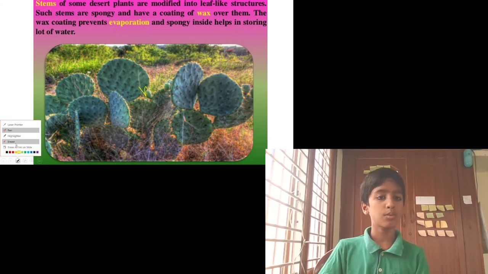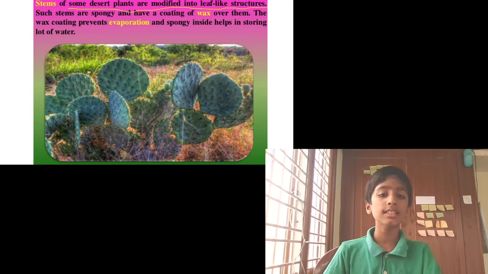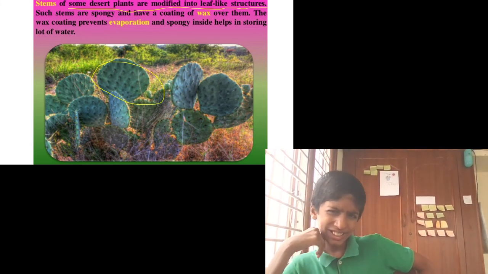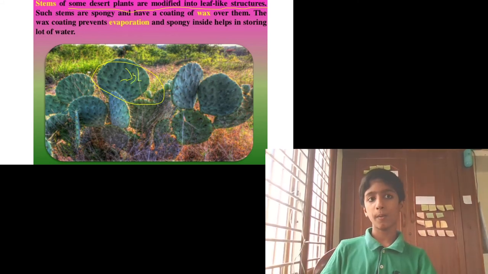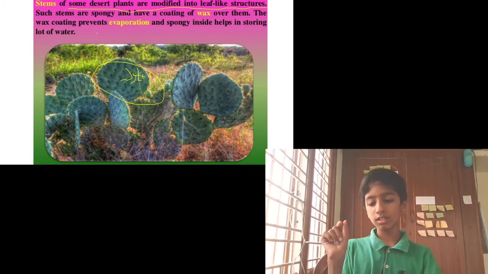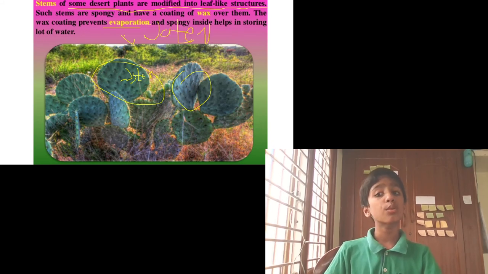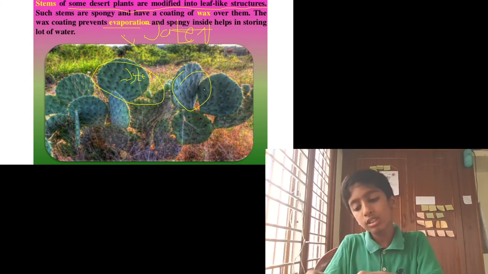Now let's move on. The stems of some desert plants are modified into leaf-like structures. You can see this leaf-like structure, right? This is not a leaf, this is the stem. Such stems are spongy and have a waxy coating to prevent evaporation, because water will be evaporating and going up. The spongy inside allows them to store the water.